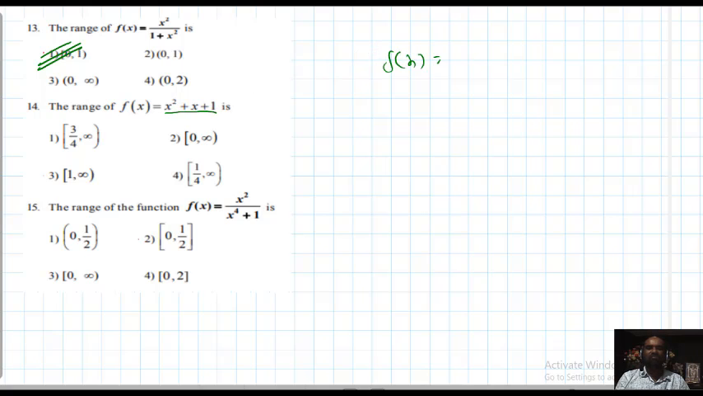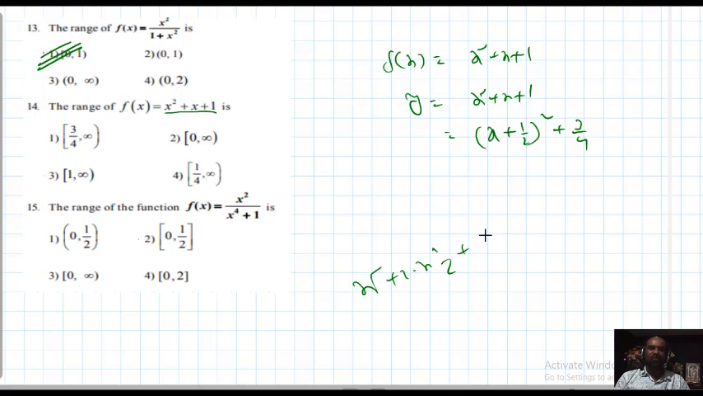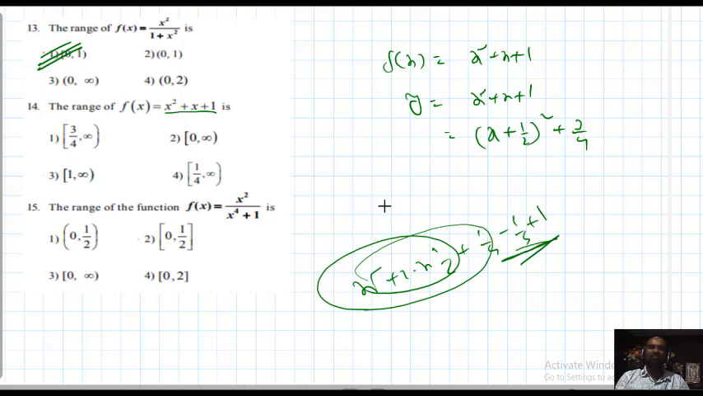f of x equal to x square plus x plus 1. The expression is interesting. x square plus x plus 1. After making it a perfect square, what you will get, I will write now: x plus 1 by 2 whole square plus 3 by 4. Several times you deal with this problem. x square plus 2 into x into 1 by 2 plus 1 by 4 added, 1 by 4 subtracted, plus 1. So this is nothing but x plus 1 by 2 whole square, and this is nothing but 3 by 4.